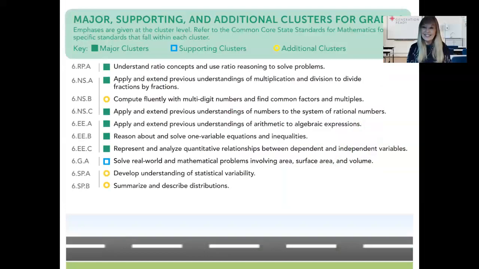Let's take a look. Whoa, we have seen this before, right? So major, supporting, and additional clusters for grade 6. Green for major clusters, blue for supporting, and yellow for additional. Now we'll talk about each one of those. What does that mean in the whole pacing timeline thing? So what is important at 6th grade in order for us to be successful in 7th grade? All right, what do we have to measure?